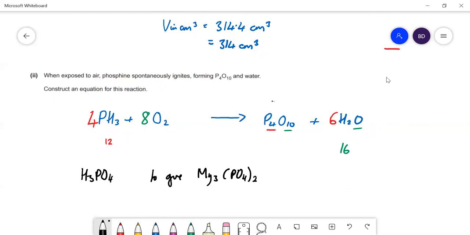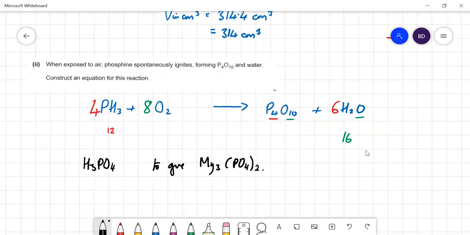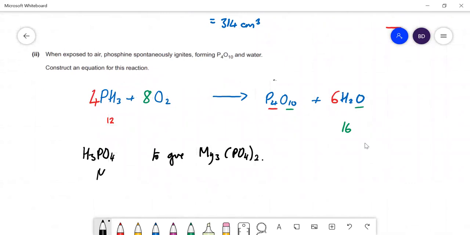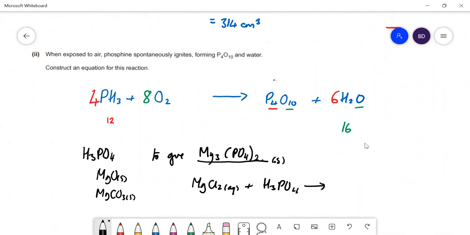Right. Now, the answer I would give for that is the best way of making it. Well, you could add any base. You could add some magnesium oxide, which is a solid. Magnesium carbonate, which is a solid, that would work. And that's going to react with phosphoric acid. They'll both give you that. But because this is an insoluble solid, I think the best way to make it is by precipitation. So you'd add a soluble magnesium compound. So you'd add magnesium chloride, which is pretty soluble, and react that with phosphoric acid. And you would get magnesium phosphate.